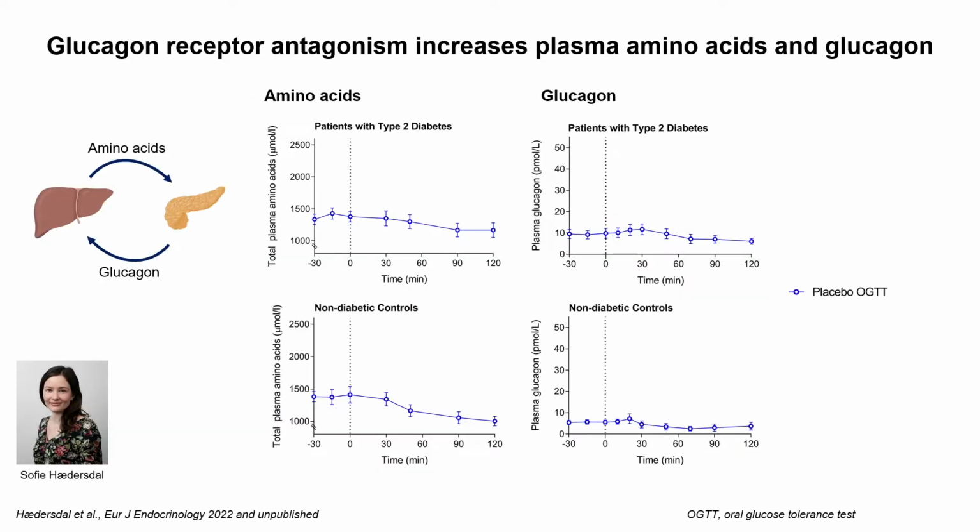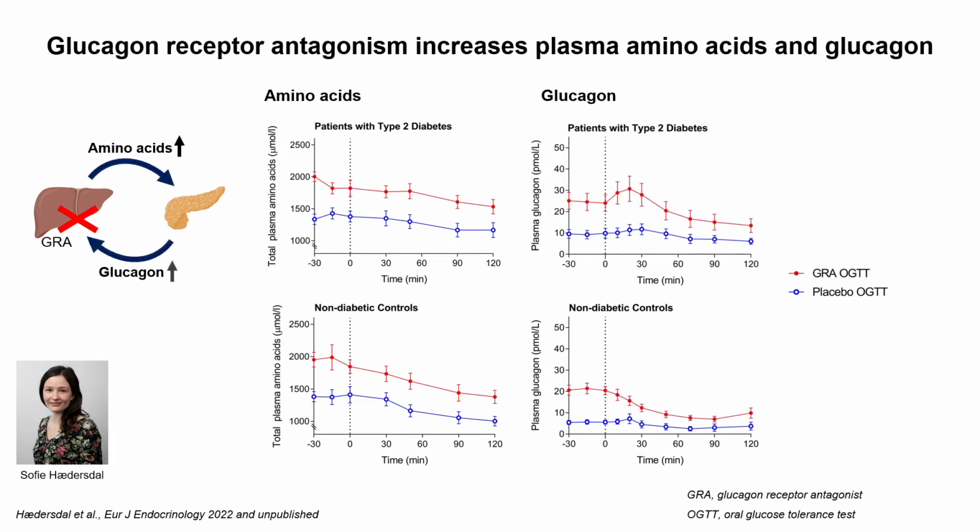So, lastly, I'm going to show you these results by Sofie Hedersdal. She evaluated amino acid and glucagon concentrations in 2 groups, patients with type 2 diabetes and healthy controls. And so we discussed that perhaps non-alcoholic fatty liver disease is a model that induces glucagon resistance. But Sofie did an almost perfect model of glucagon resistance. She applied a glucagon receptor antagonist, completely abolishing the effects of glucagon. And what happened? As we would expect, amino acid concentrations increased together with glucagon concentration, again supporting this concept of the liver alpha cell axis when we have hepatic glucagon resistance.